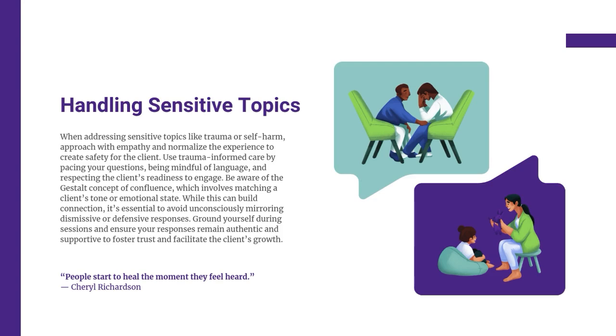Pay attention to your own emotional state during the session. If you notice yourself feeling overly aligned with the client's mood, whether that's sadness, frustration, or dismissal, it's a good moment to pause and ground yourself. A simple internal check-in like, is this my feeling or theirs? Can help you recalibrate. By being aware of confluence, we can avoid misattuning to the client's needs. Staying grounded helps ensure that we're responding to the client authentically rather than mirroring defenses like humor or avoidance. And this builds trust and helps keep the focus on their growth.